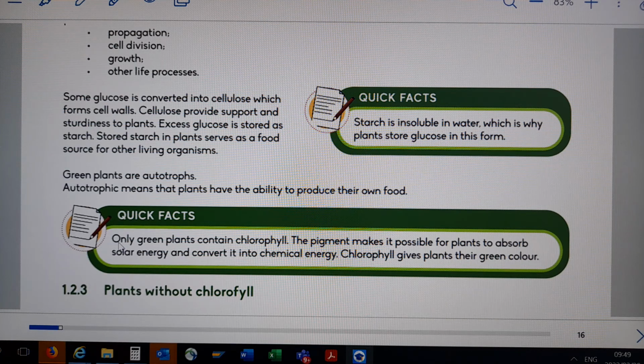And the little fact there is that only green plants contain chlorophyll. We know that by now. The pigment makes it possible for plants to absorb solar energy and convert it into chemical energy. And chlorophyll gives plants their green color.